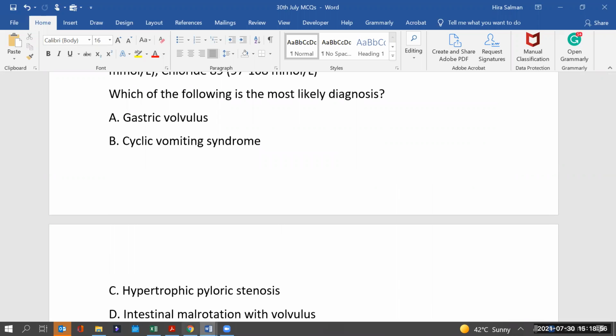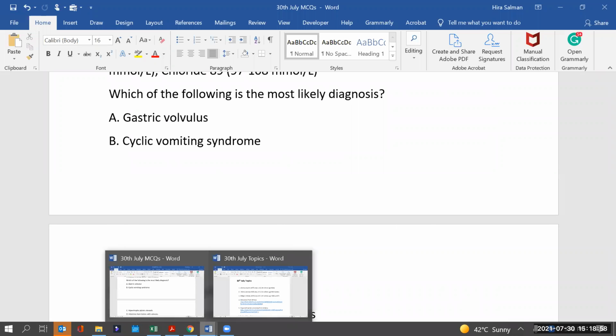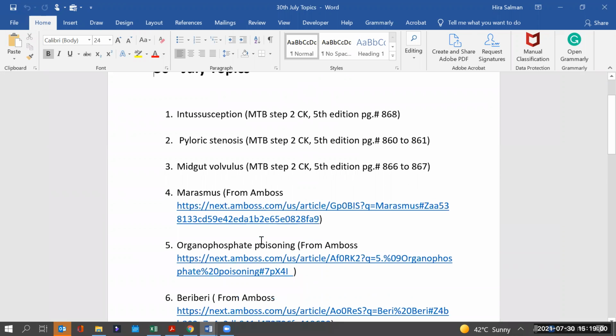So for the next one, we have to go for the theory first. Next, we have pyloric stenosis.